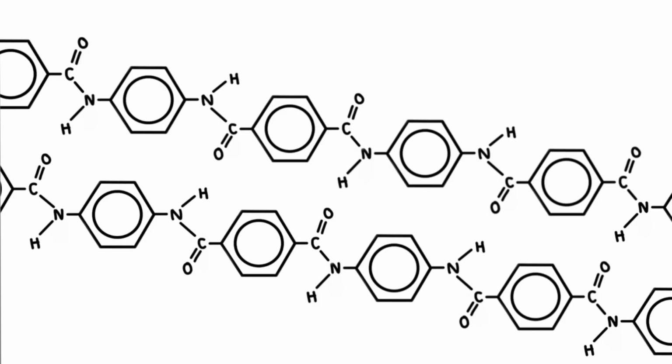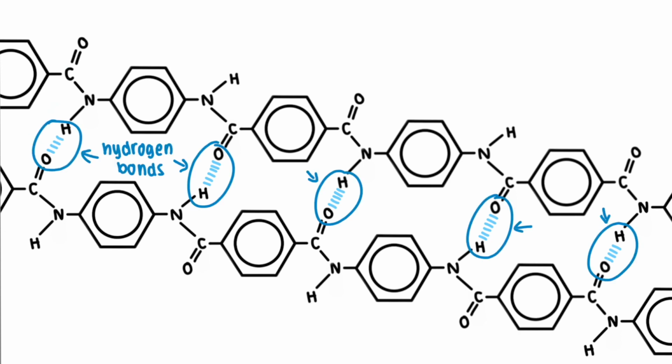The reason why it's so strong is because the long linear polymer chains can line up next to each other in a regular pattern, and there are intermolecular hydrogen bonds between the carbonyl groups and NH centers, and as we know, hydrogen bonds are the strongest intermolecular force.